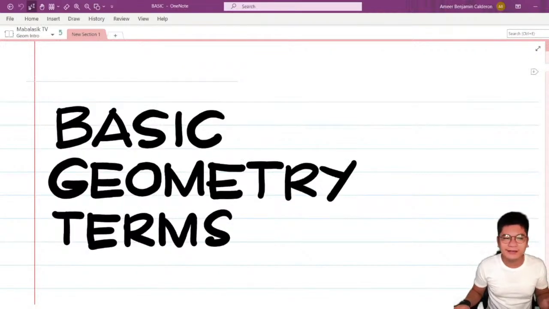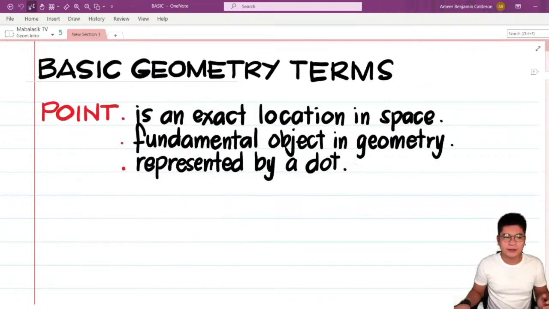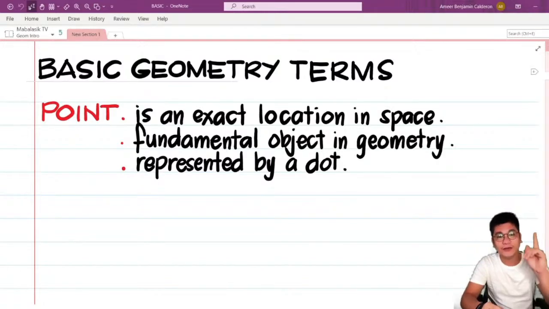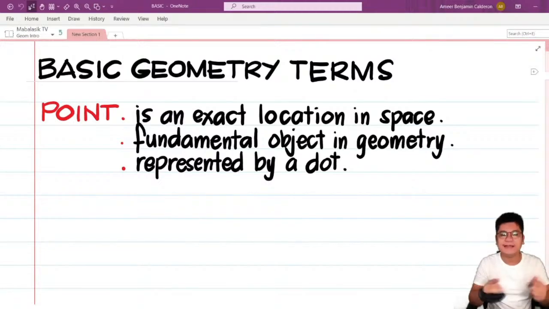Let's go to basic geometry terms. So we are going to do three things. Your first is to define the term. Second is to draw the figure. And then third is to identify ways and means on how to name these terms or these figures.